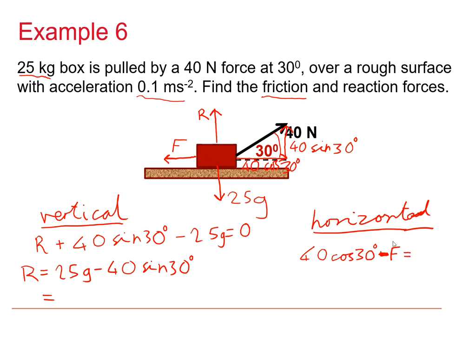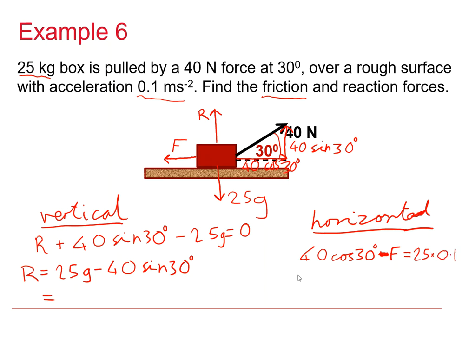Well, we need to be careful here, because this thing is not at rest, is it? It's accelerating to the right. So we need to use Newton's second law there, which tells us that the overall force is mass times the acceleration. So this is our force on the left. On the right, I've got the mass of the block, which is 25, times the acceleration, which is 0.1.